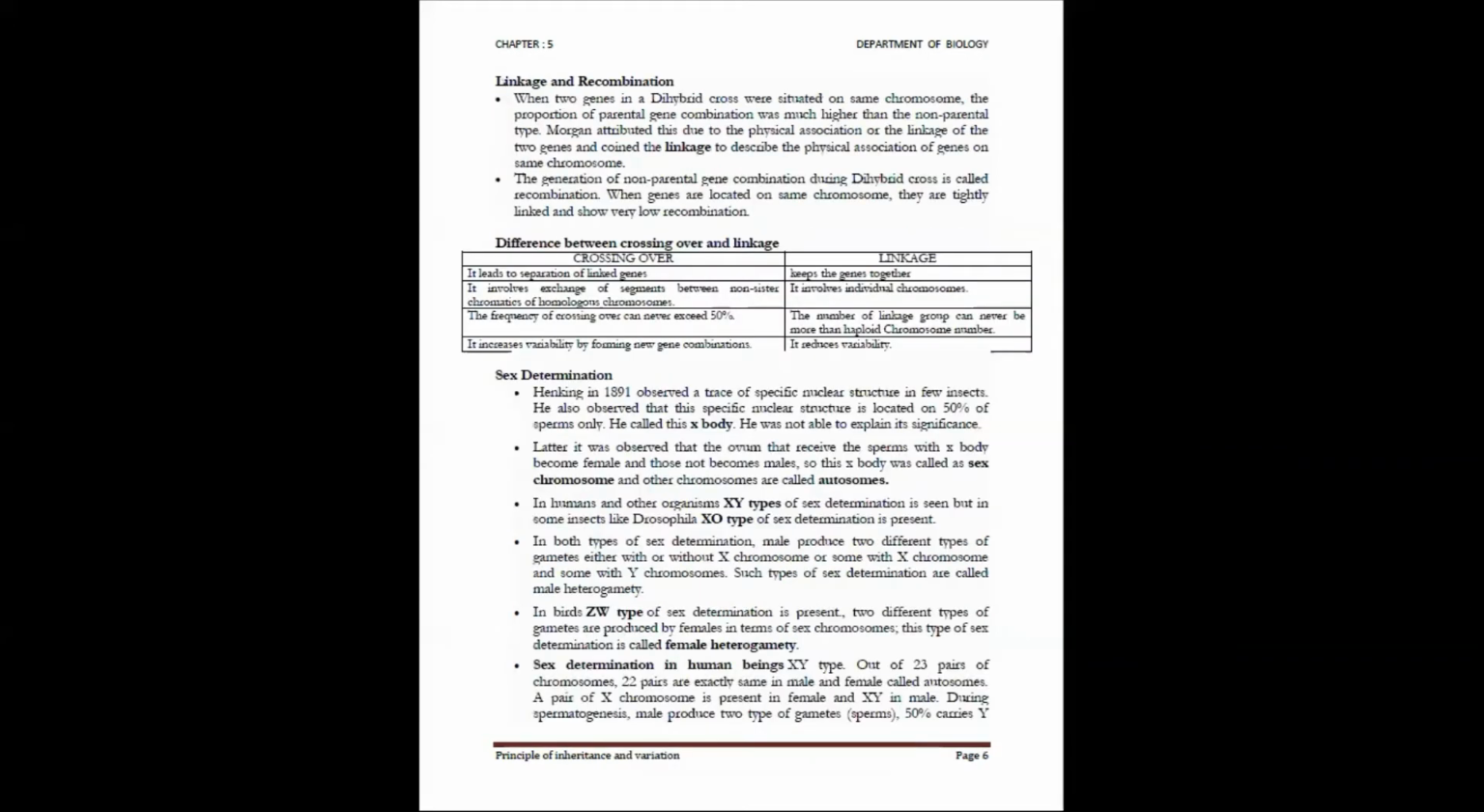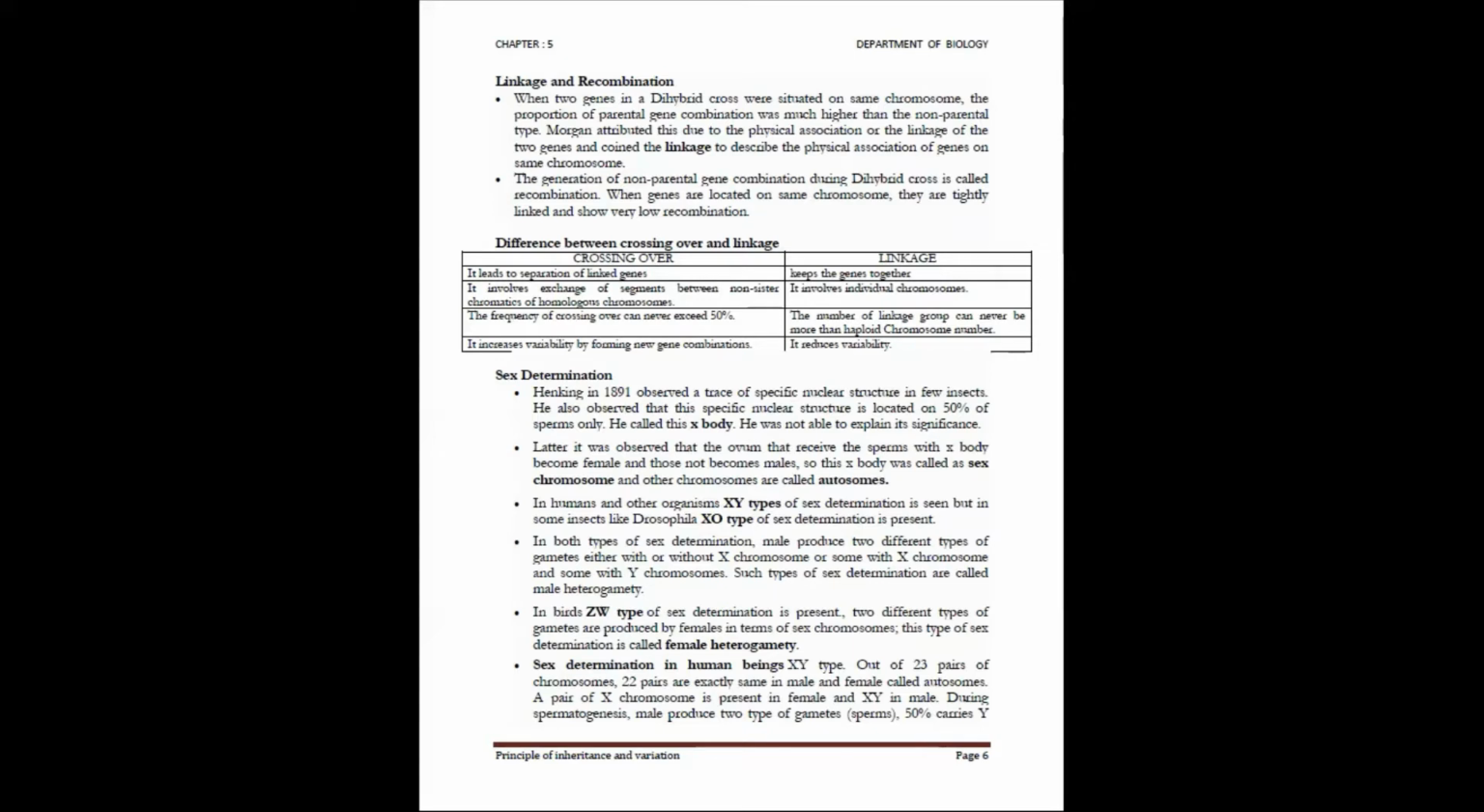then please complete the answer with a diagram. Moving on to linkage and recombination, this is a very rarely asked question, not frequently asked one. But if you take the ratio over 10 years of question papers, somewhere once or twice it is asked, not more than that. But the linkage definitions can be asked.